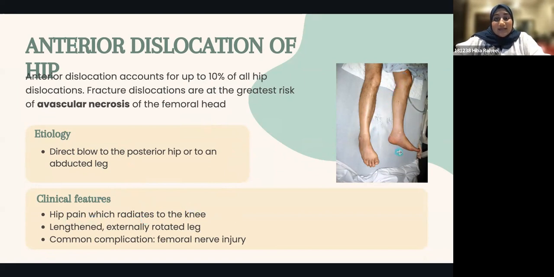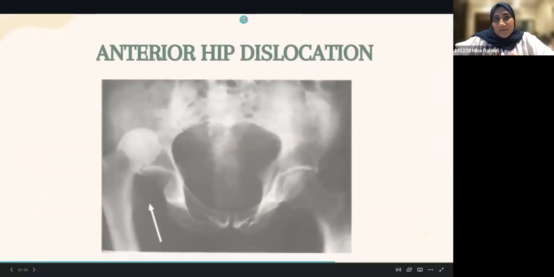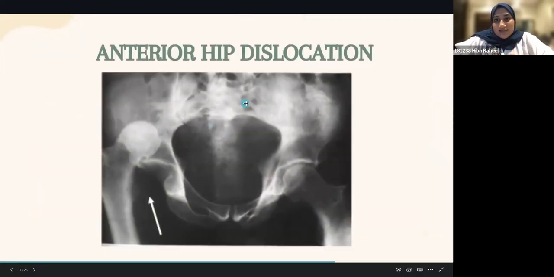Their leg would be lengthened. I know that in this image, the leg does not look lengthened, but the leg would be lengthened and externally rotated. This is a very, very important differentiating factor between anterior and posterior dislocation. And then a very common complication is femoral nerve damage. For posterior, we said it was sciatic. For anterior, it's femoral nerve damage. And this is what it looks like.